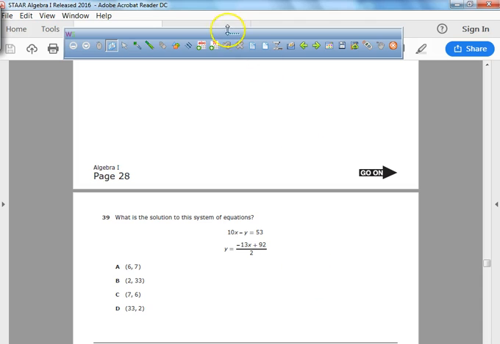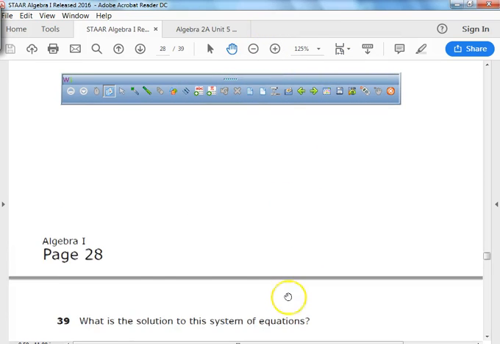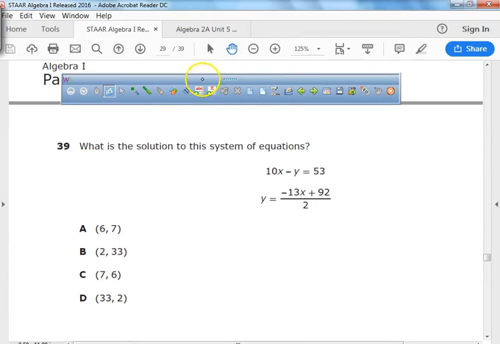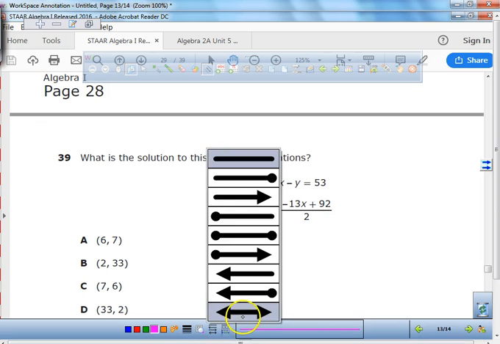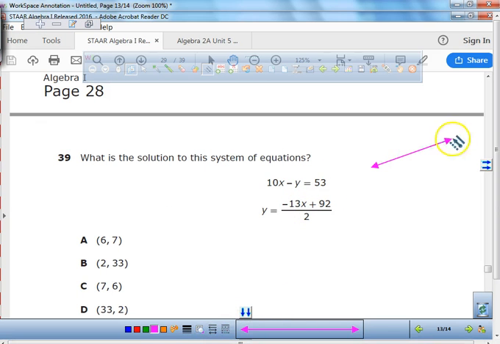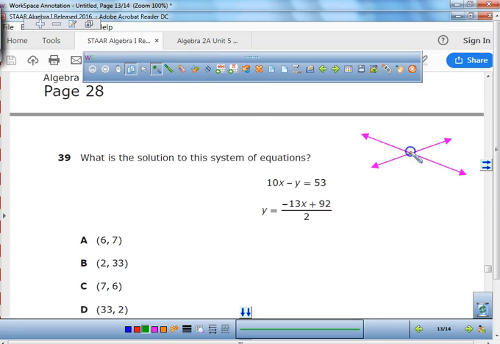Number 39, it says, what is the solution? By the way, whenever you have two lines, that's a line, that's a line, whenever you have two lines and they cross anywhere, wherever they cross is called the solution. The solution will have an x coordinate and a y coordinate.